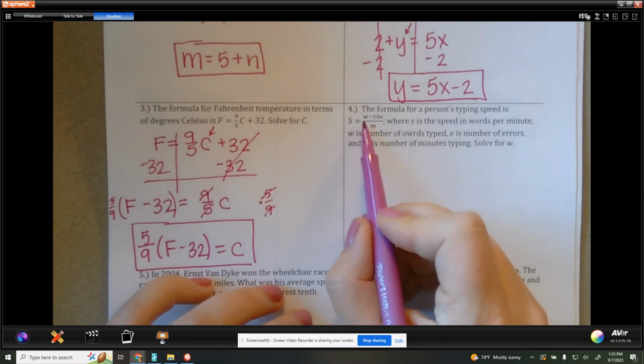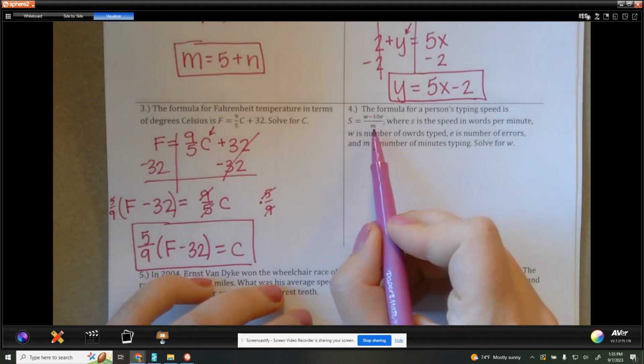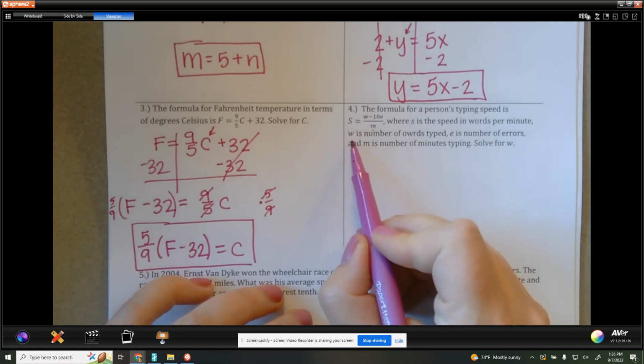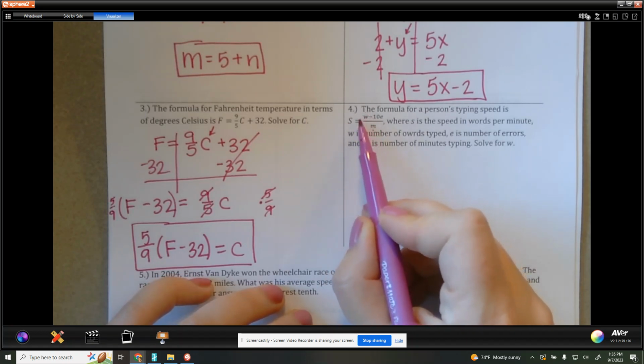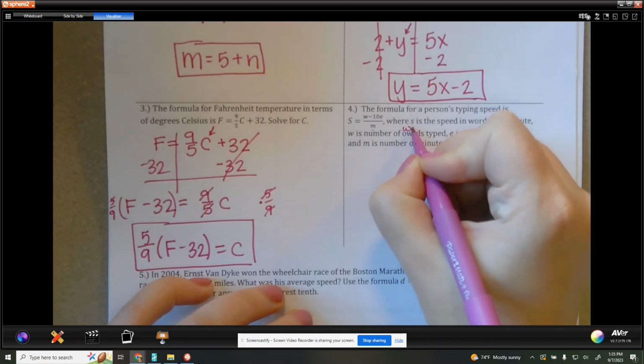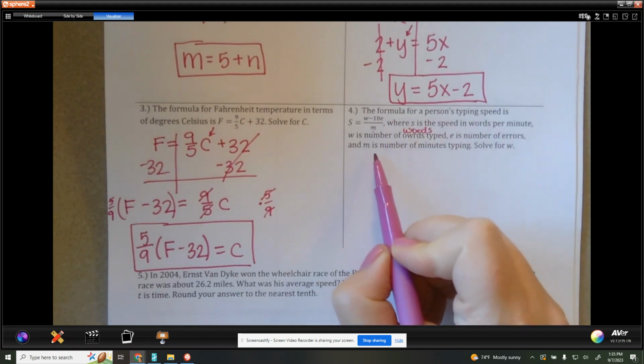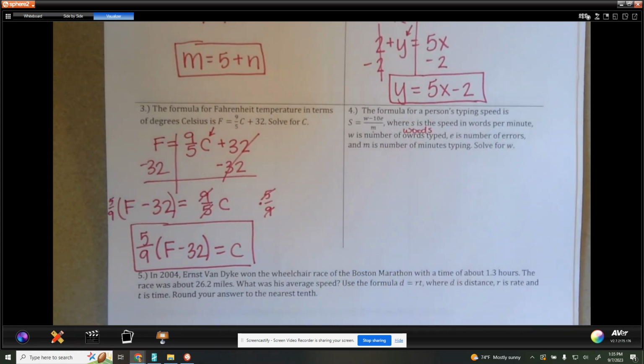All right, here's one for a person's typing speed. S is equal to W minus 10e over m. S is the speed in words per minute. W is the number of words typed. E is the number of errors, and M is the number of minutes typing. We want to solve for W.